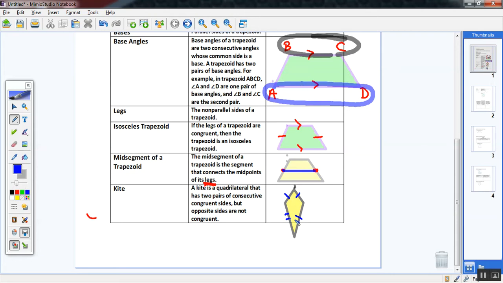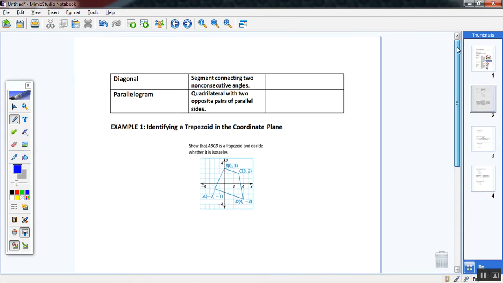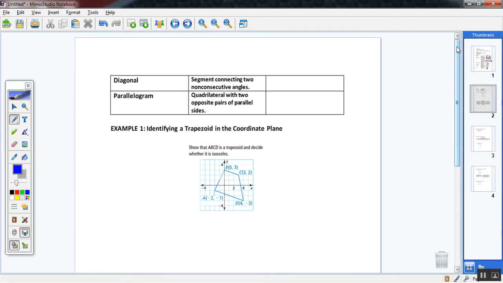All right? So I think we know what these shapes are. I think you understand what the definitions and the terms that come along with these shapes mean. So let's get into some of the properties that exist as characteristics with this stuff. Previous knowledge, you guys remember what a diagonal is. A segment connecting two consecutive angles. And you know what a parallelogram is, so I don't need to do that. So let me blow this up.